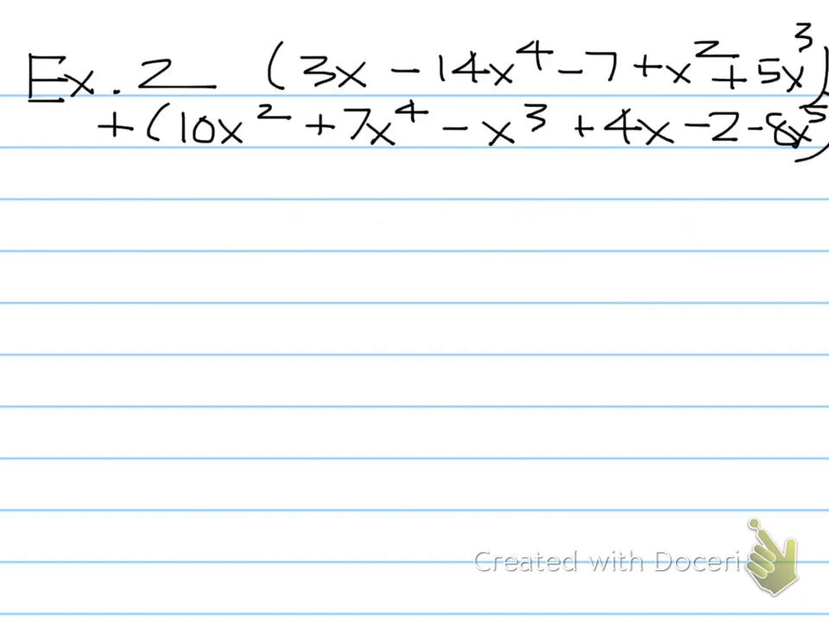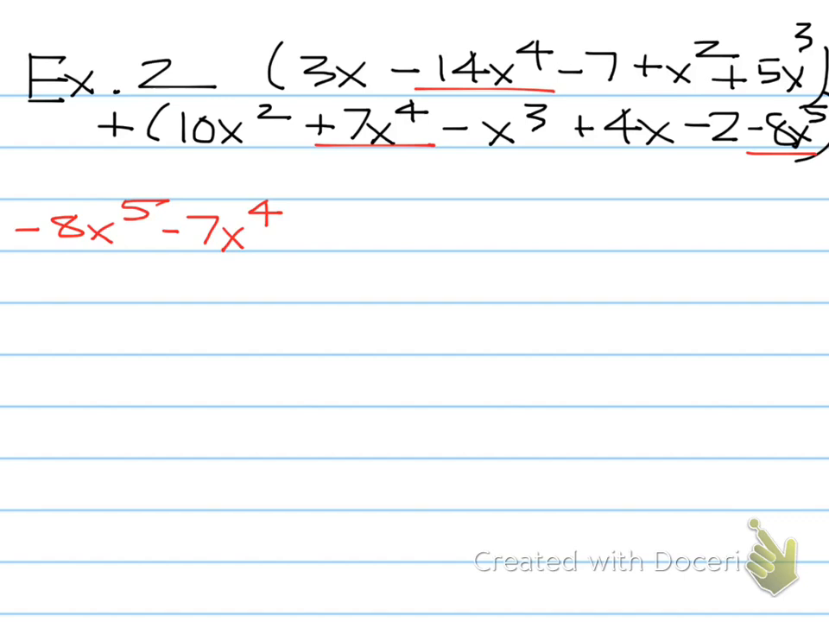All right, next example. We have two more polynomials that we need to add. Again, following the same procedure, start with the highest power. I have one term that has a power of 5, that's the negative 8x to the fifth. So I just write that at the front of my polynomial. Next lower power would be a power of 4. I've got two terms with a power of 4. Negative 14 plus 7 is negative 7, and then x to the fourth.